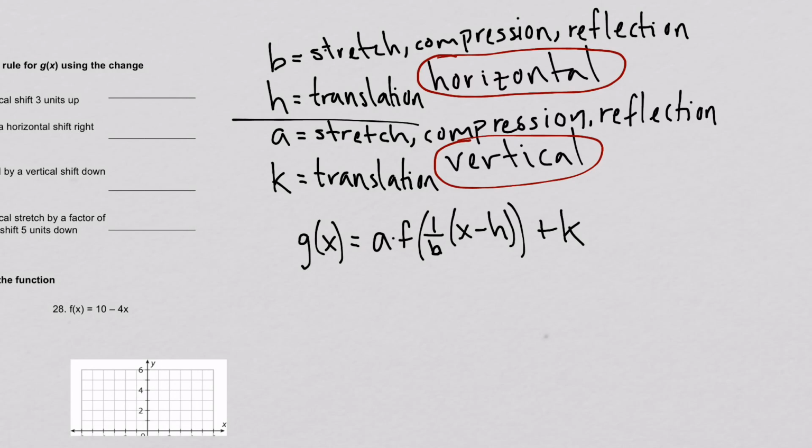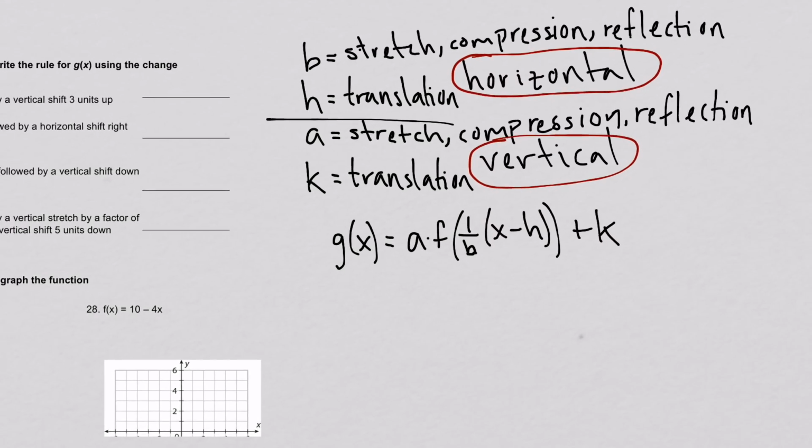h always goes with x every single time. h is always near x. It's either added or subtracted inside of the parentheses with x. So if you don't see anything being added or subtracted to x, then there is no h. h is 0. And k, on its lonely self, is always kicked out here at the end, added at the end, or if k happens to be negative, then you will see minus whatever that number is. Now, using that general form, we can finally answer our questions.